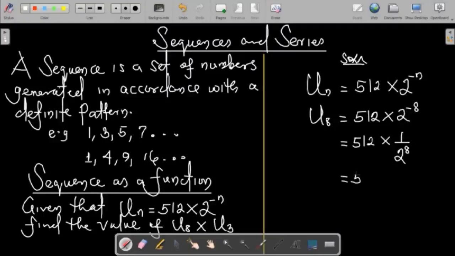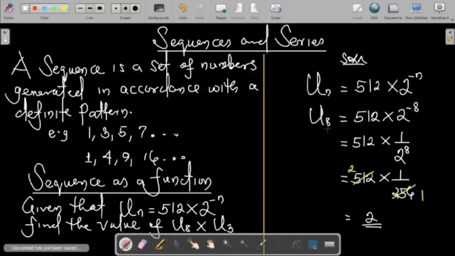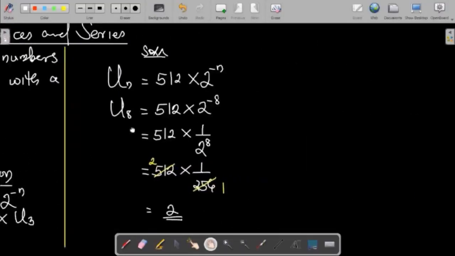So definitely this will be 512 times 1 all over 2 raised to power 8. What is 2 raised to power 8? We'll observe that it's 256. Then 256 divides 256 to give 1, and 256 divides 512 to give 2. So our final answer for u8 will definitely be 2. We are going to do the same thing for u3, and then multiply the results.